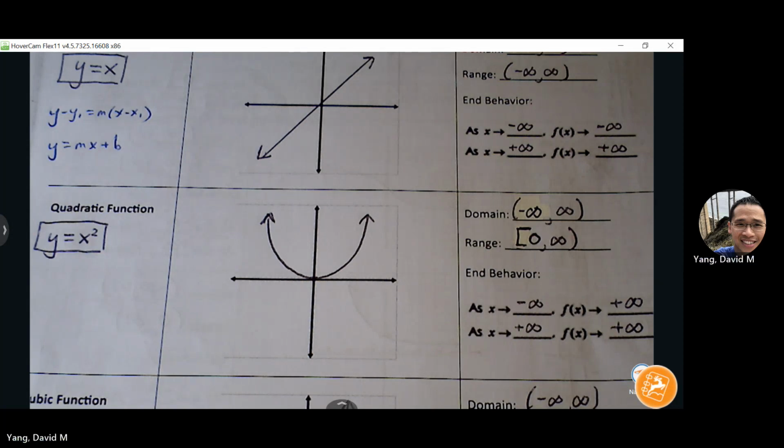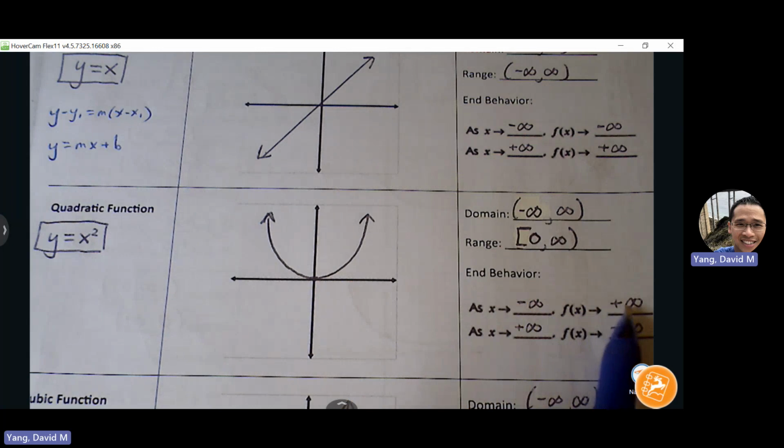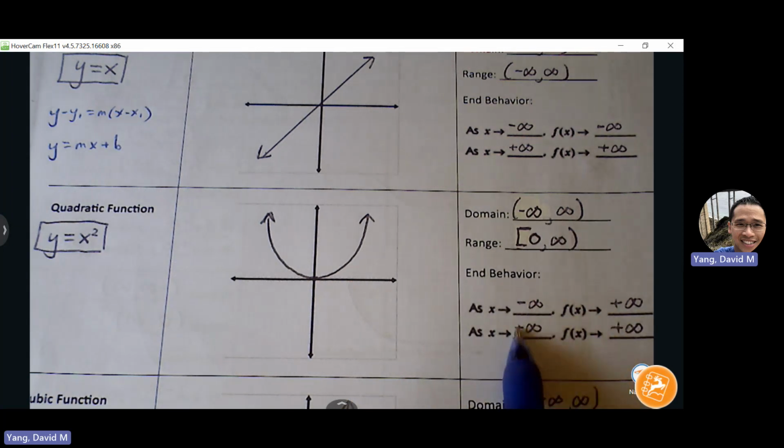infinity. Okay, so the end behavior for this particular parent graph is as we follow the left arrow, it's going up. As we follow the arrow on the right, that right arrow is also going up.